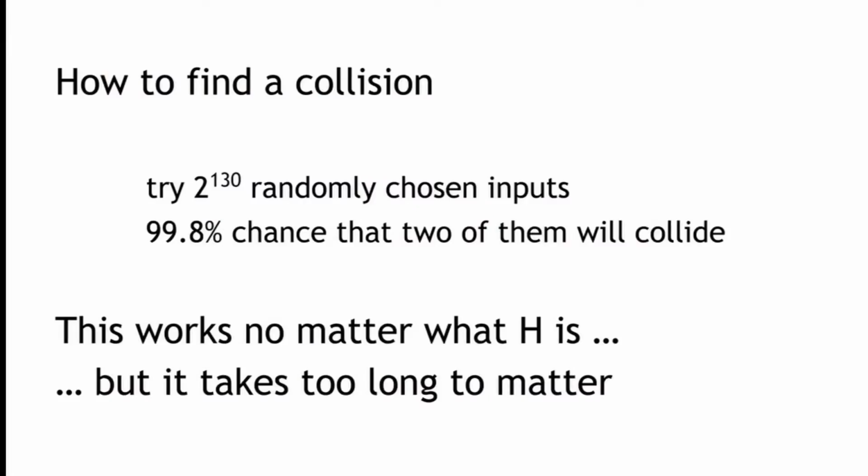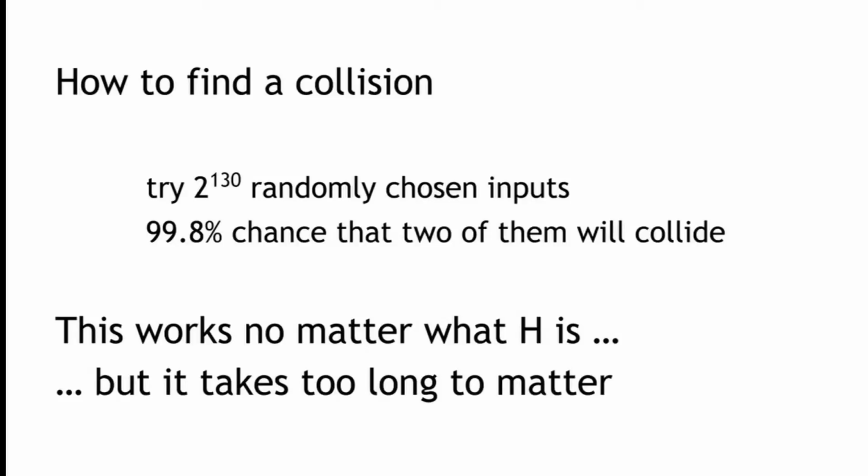And the reason it doesn't really matter is that this procedure takes 2 to the 130 steps in order to get to that high probability. So we can say something like this. We can say that if every computer ever made by humanity was computing since the beginning of the entire universe up to now, the odds that they would have found a collision is still infinitesimally small. So small that it's way less than the odds that the Earth will be destroyed by a giant meteor in the next 2 seconds, which didn't happen. Okay, so we know how to find a collision, but this method takes too long to matter.